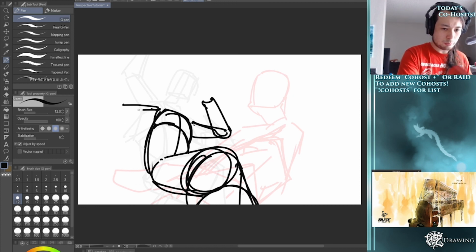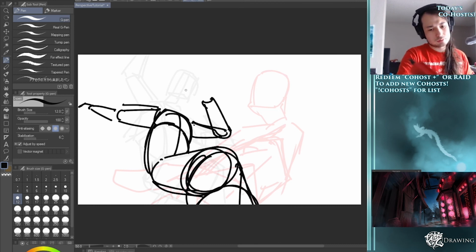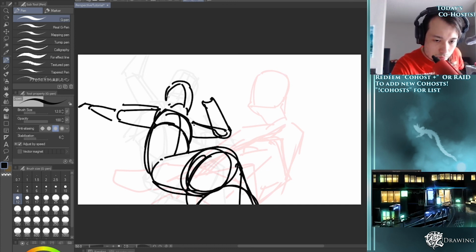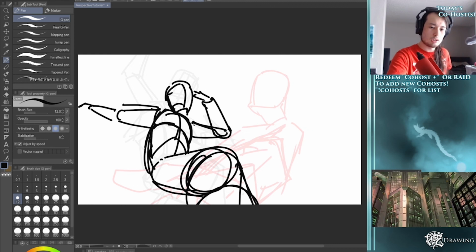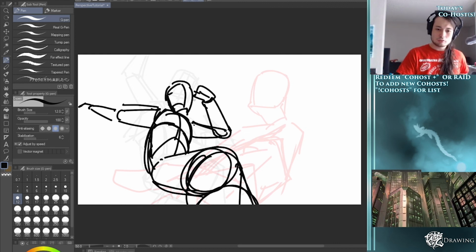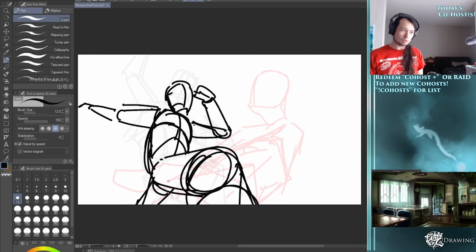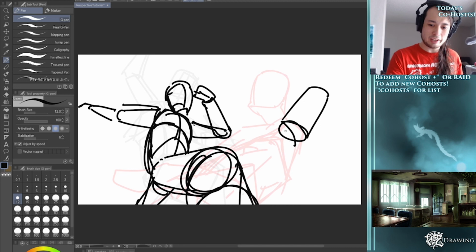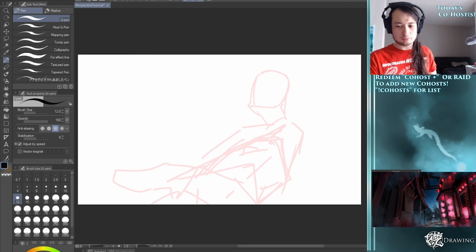Maybe I want him to throw the arm back. Now I have this arm getting smaller. Okay. So, does that make some sense? Basically, what I'm saying is that you can use perspective and these basic shapes to help figure out body poses, weird angles, all that kind of stuff.